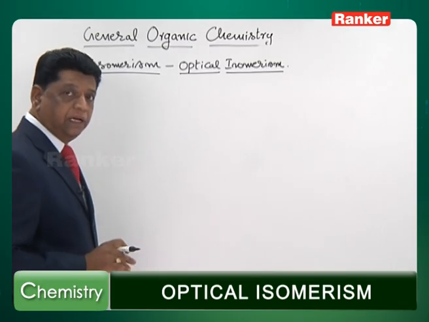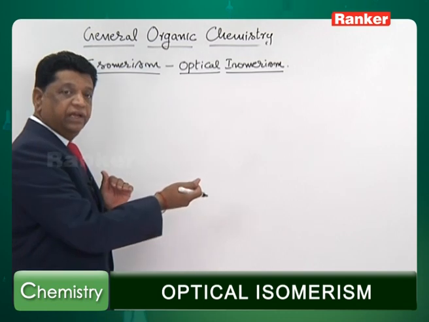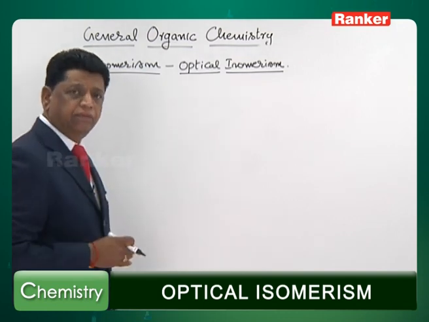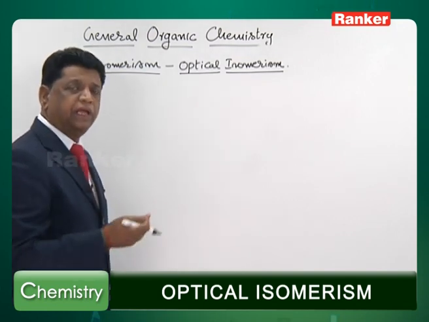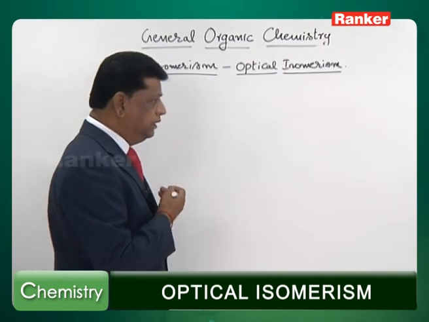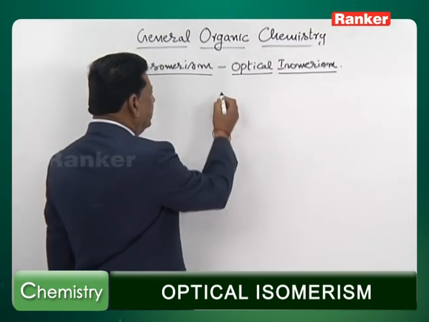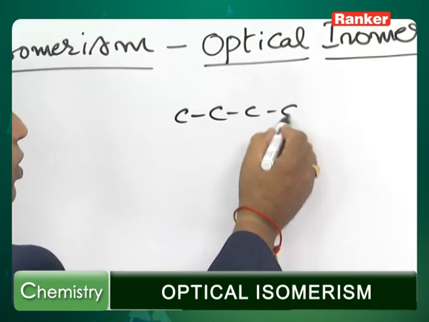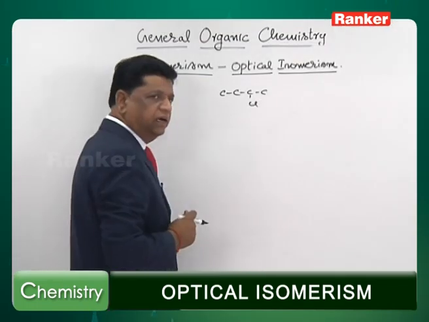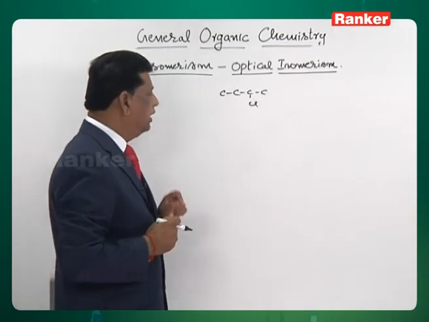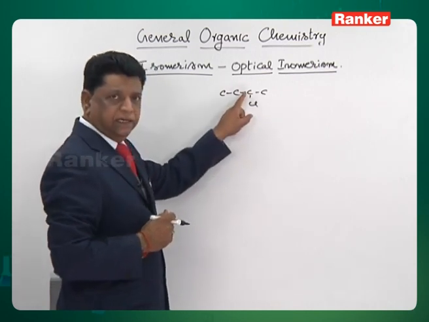So, as we have seen, the glyceraldehyde with OH on the right side, its mirror image will have OH on the left side, and it will be the enantiomer of the other compound. Like that, there are so many examples. For example, if you have 2-chlorobutane, this is called systematically 2-chlorobutane. It has a chiral center at the second carbon.